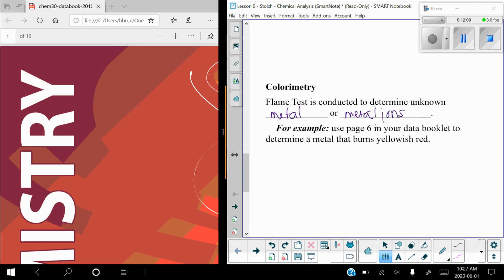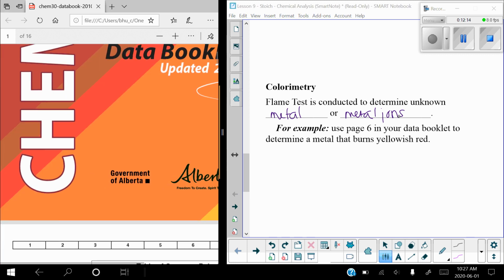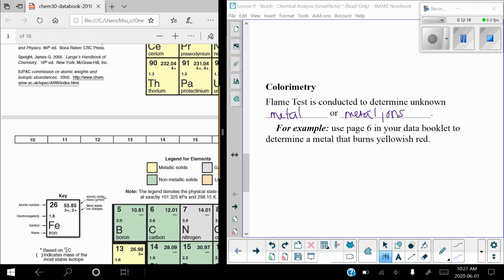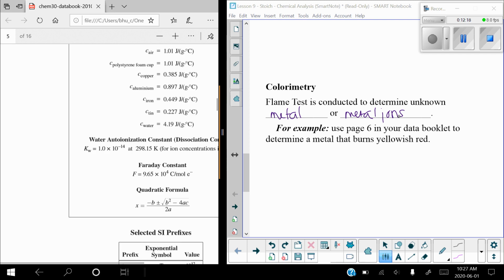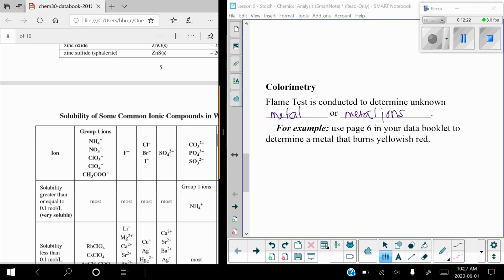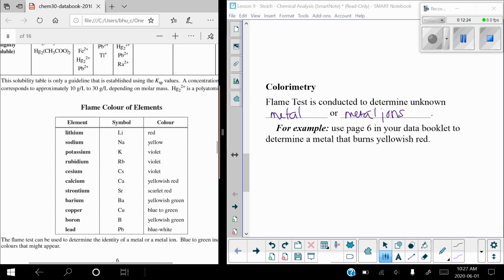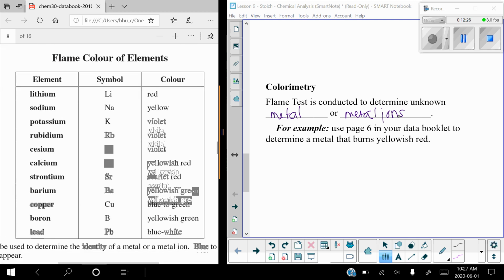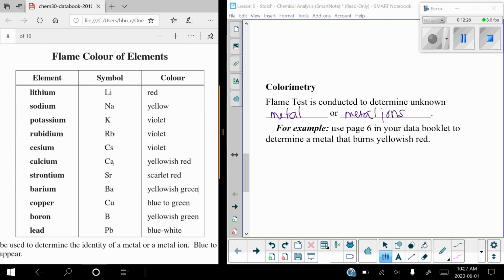So we're going to go and use our data booklet on page 6. You see we have this flame test color of elements here. For example, use page 6 in your data book to determine the metal that burns yellowish red. So the yellowish red, I look across and I see that that is calcium.